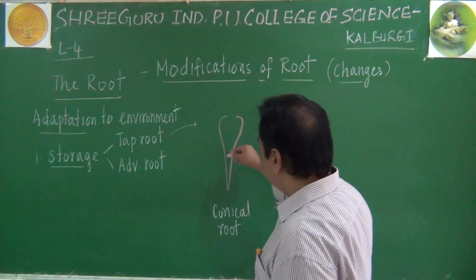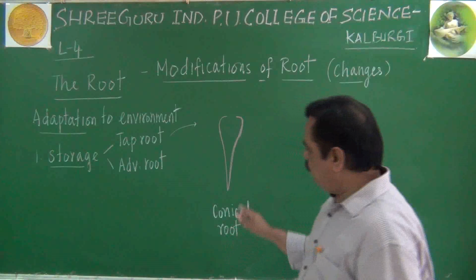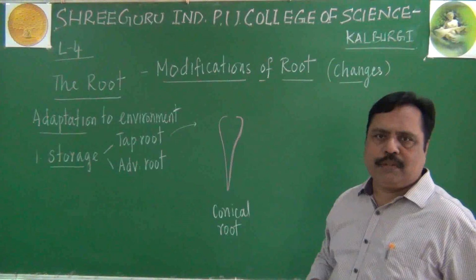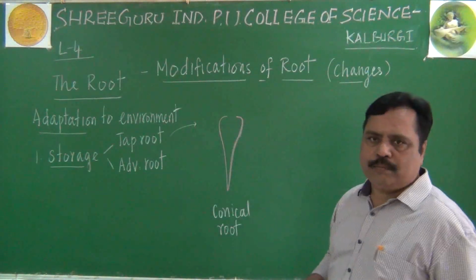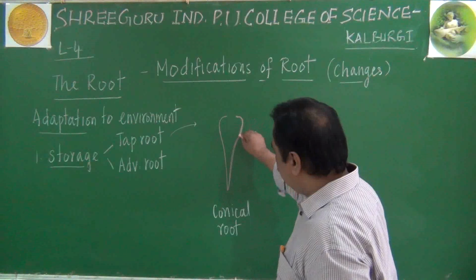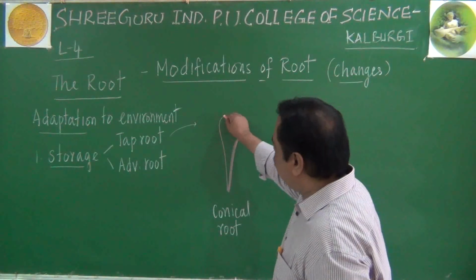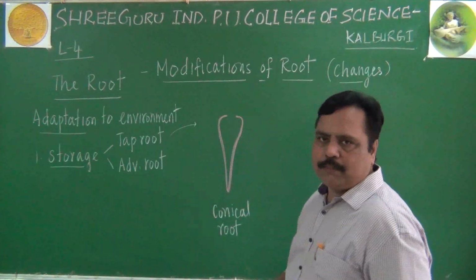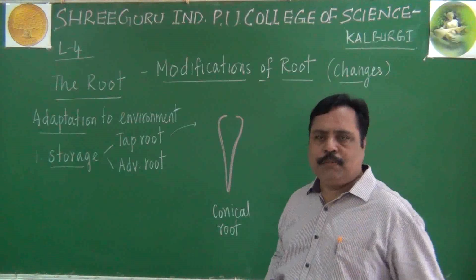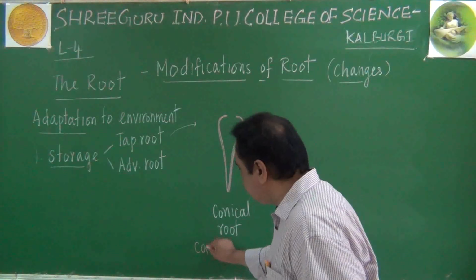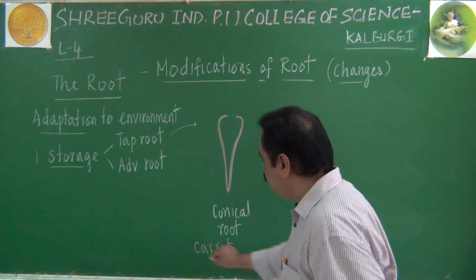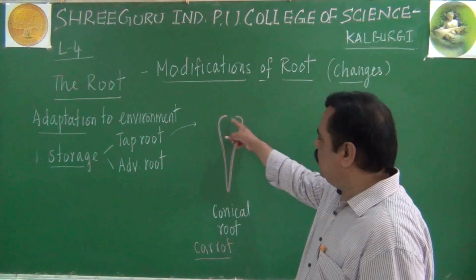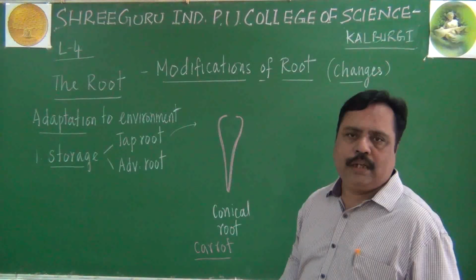The root will be bulged at the base here. I told you already, this is the tip, this is the base. So in the base there will be bulging of the root because of storage of food. Later it will undergo further tapering continuously like this. You might have observed this type of root system in carrot. Carrot, gajri, is the best example for conical root.